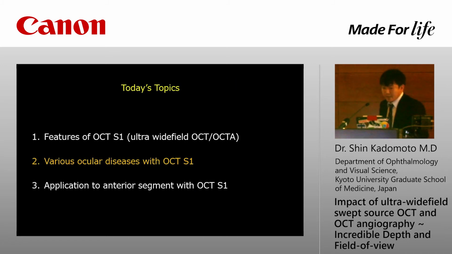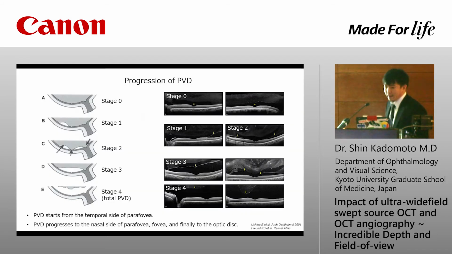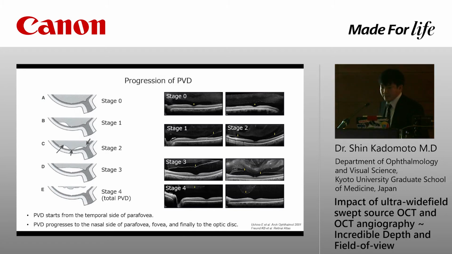Here, I'd like to share with you some various ocular diseases obtained by OCT S1. First comes the PVD, the posterior vitreous detachment. The left schema and the right OCT images show the progression and stages of PVD. PVD starts from the temporal side of the perifovea and then progresses to the nasal side of the perifovea and fovea, and finally to the optic disc.